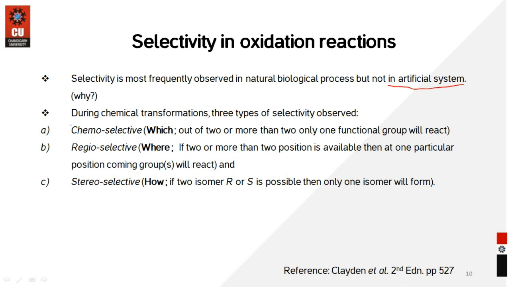For example, what kinds of selectivities do we have? We have three kinds of selectivities. First is chemoselectivity. What is meant by chemoselectivity? Chemoselectivity means we have two functional groups on the molecule at a time. Only one functional group will react, and the second will remain 100% unaffected. Then we can say that the reaction is chemoselective.